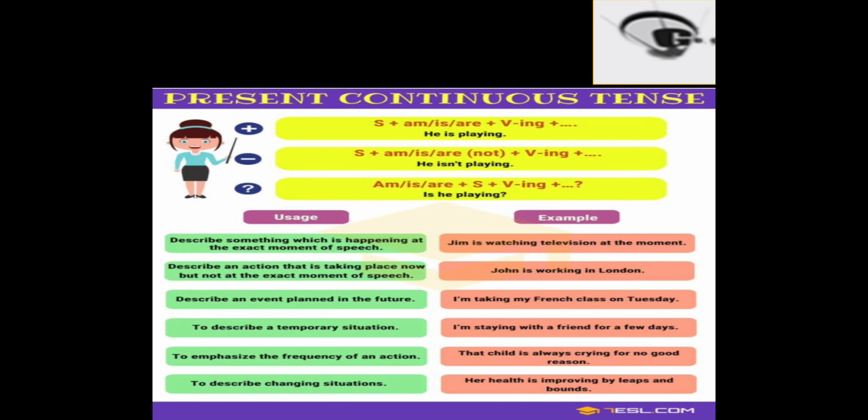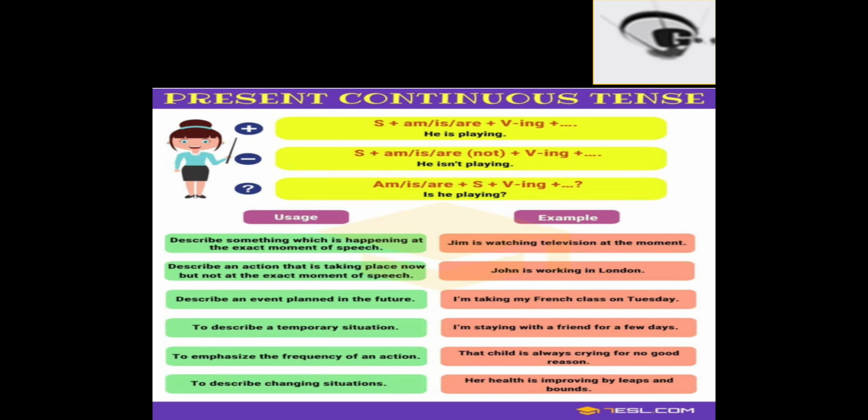Moving on, we have present continuous tense. So in the positive form of statement, we write subject plus am, is or are plus the verb plus the ing form. In the negative statement, we write subject plus am, is or are plus not plus the verb plus the ing form. And in the interrogative form, we write am, is or are plus the subject plus the verb plus ing.